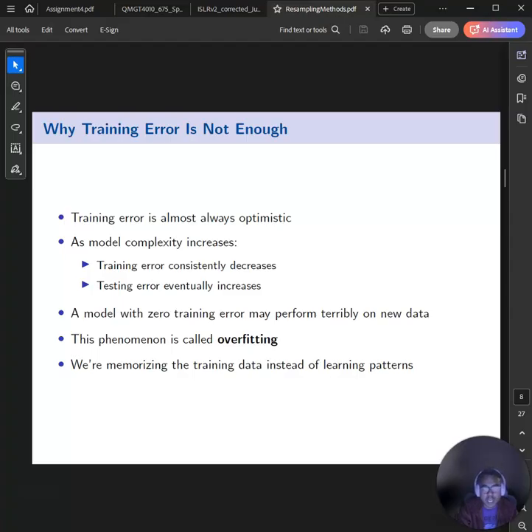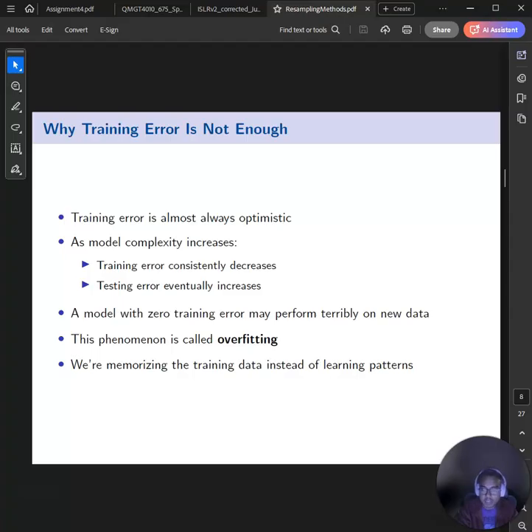So why is it not enough to look at just the training error? Well, the training error is almost always optimistically biased. It gives us an overly rosy picture of our model's performance. And here's a critical insight. As model complexity increases, training error consistently decreases. The model becomes better and better at fitting the training data. But at the same time, the testing error eventually increases after a certain point. A model with zero training error might actually perform terribly on new data.